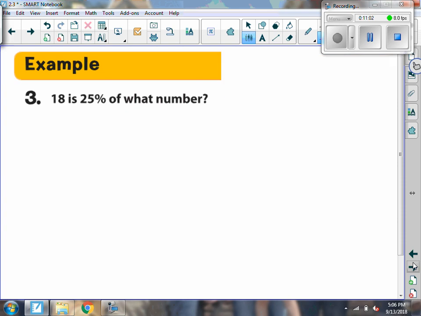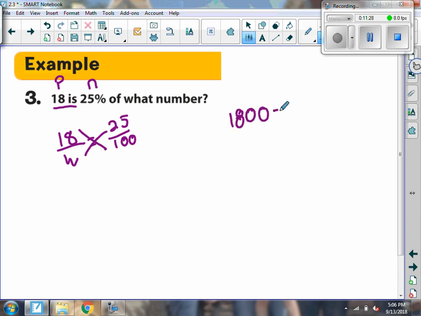Copy this down. 18 is 25% of what number? So 25% is my percent. 18 says "18 is," so it's going to be my part. So this is 18 over our whole, we don't know what that is, equal to 25 over 100. So I'm going to cross multiply. I have 1800 is equal to 25W.